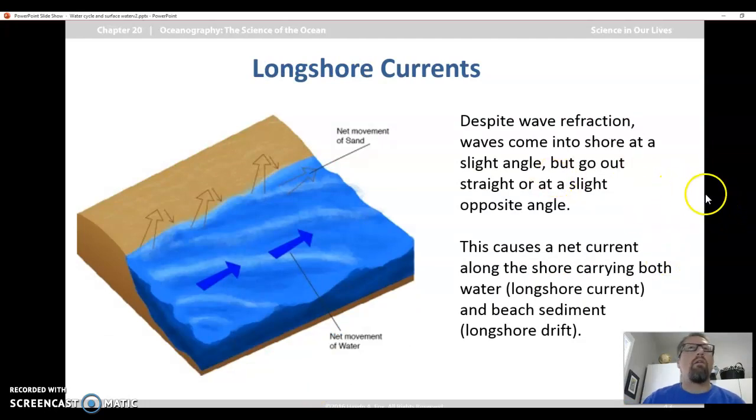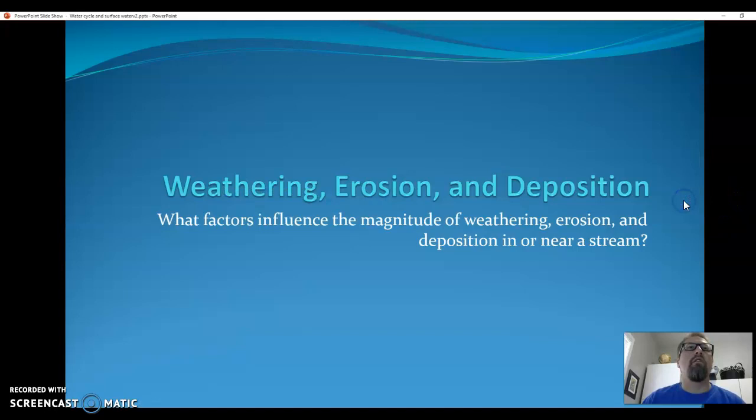All right, I'll let you read about longshore currents on your own. I want to switch into weathering, erosion, and deposition, then moving into surface water. So next week, we'll be talking about flooding, in particular with surface water. We've talked a little bit about weathering, erosion, and deposition related to sedimentary rocks. So some of this is a rehash of that.